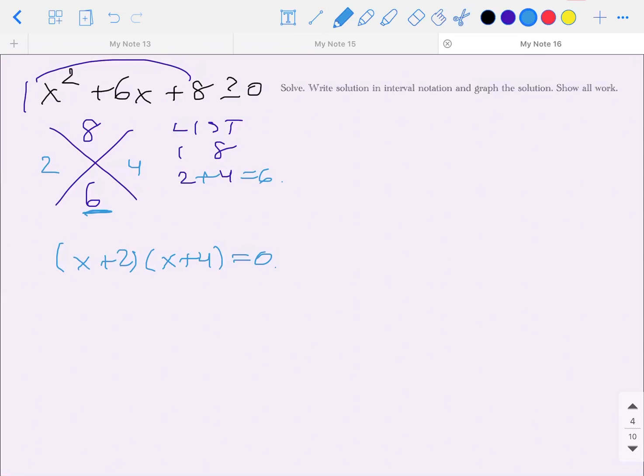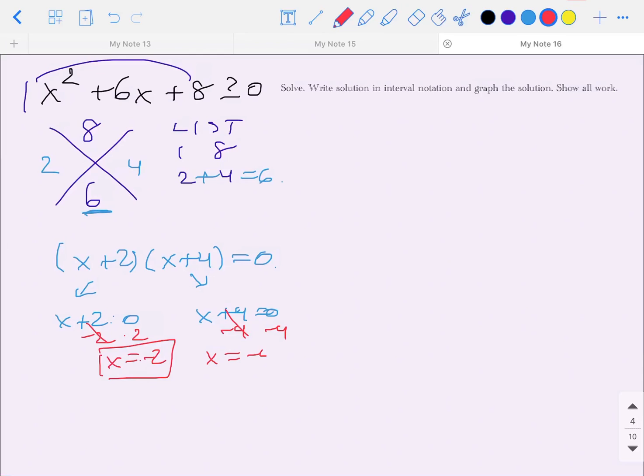Set this equal to 0 and split these two up. X plus 2 is equal to 0. X plus 4 is equal to 0. Simple algebra. X is equal to negative 2. Minus 4, and this one becomes x is equal to negative 4. Make your number line: 0, negative 1, negative 2, negative 3, negative 4, negative 5. And here is negative 2, negative 4.